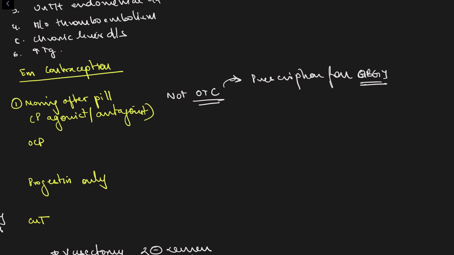Right. Next is OCP. So they are beneficial for those women who are already taking OCPs and have it at home. The disadvantage is that there can be side effects of OCP like nausea, vomiting, fatigue. Right. Next is progesterone only pill, and then copper IUD.